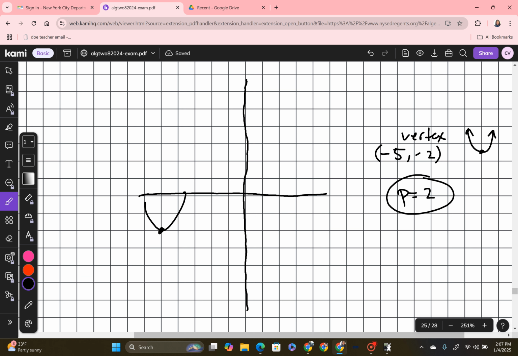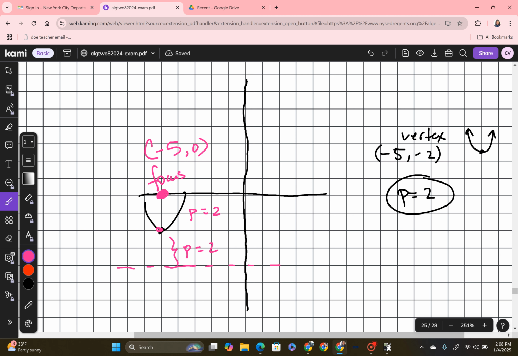Now let's figure out where my focus is going to be, because that's what it's asking for. My focus is 2 points away from my vertex. So here's my vertex, and my focus is going to be 2 points away from that, so here's my focus. That means my directrix is going to be 2 points below my vertex, so my directrix, or my line, is over here. See, this is 2, so our p is equal to 2 here, and our p is equal to 2 here. So the answer to our question, what is the focus? The focus is at negative 5 comma 0.